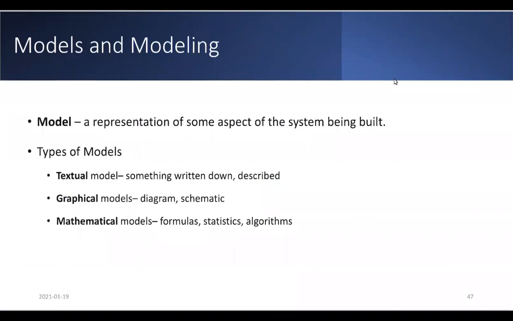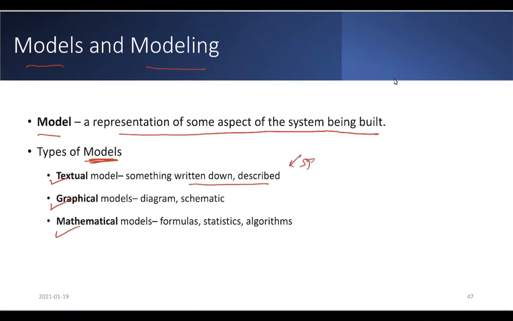Let's define some terminology related to models and modeling. What is a model? It's just a simple representation of some aspect of the system that will be built. Different types of models that we prefer to use to model requirements include textual models, graphical models, and mathematical models. A textual model is something that is written or described.